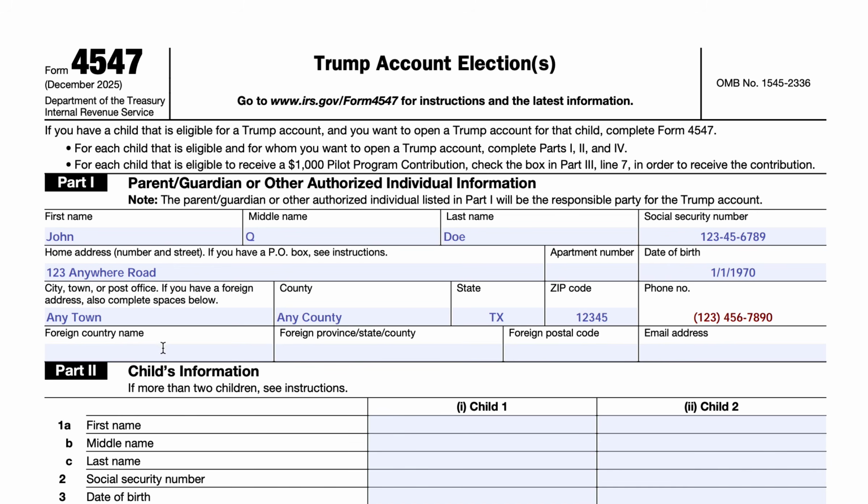So if this is a foreign address, you would put the foreign country name, state or province, postal code. You can also put your email address if you want. And then in part two, you're going to enter the information for the child.